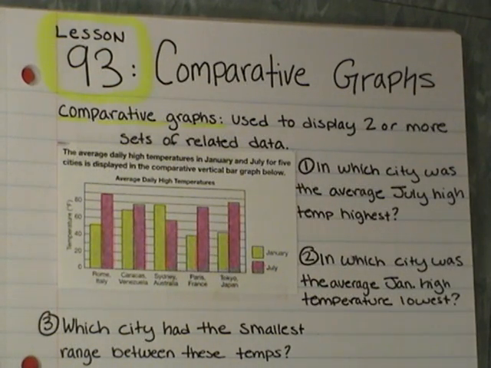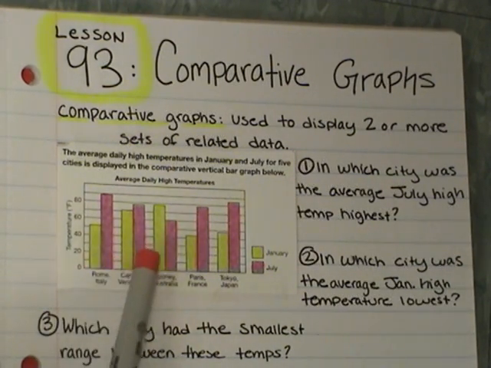Okay, so here, if we look at your graph, go ahead and look at it. This is the average daily high temperatures in January and July for 5 cities. And it's displayed here in our vertical, meaning vertical going up and down, bar graph. So these are bars. This is the type of graph that we are using. Okay, so we are going to answer the first question.